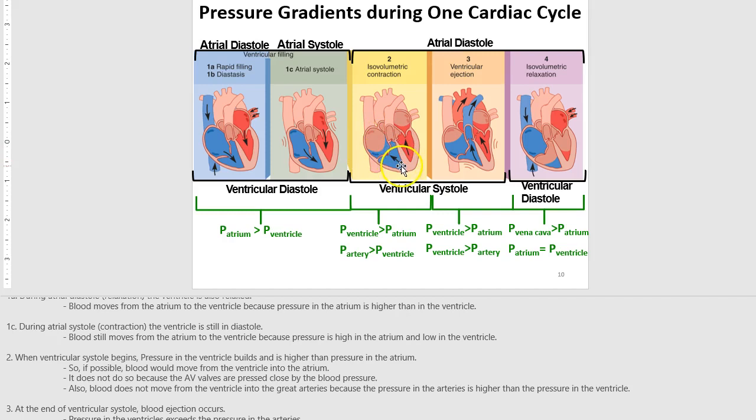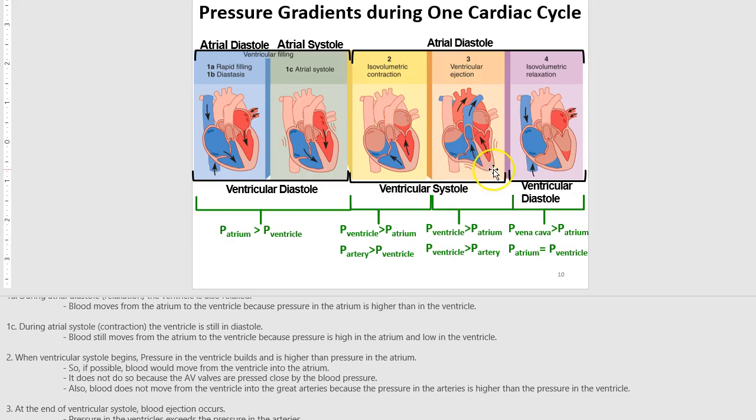Why doesn't blood move from the ventricles into the atria? Why doesn't it go that way? So we've got, approximating right here, maybe 100 millimeters of mercury, much less here. The reason it doesn't go backwards, I'm sure you've already answered the question in your mind, is the presence of valves. Valves prevent the backflow.